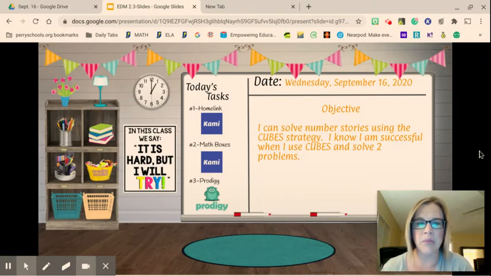So today your homework is going to be Home Link. You're actually going to have two Home Link pages that you're going to be doing. They're a problem each, so that's how you're going to get your two Home Links or your two problems. Then you will work on math boxes, and finally you will be working on playing some games in Prodigy.